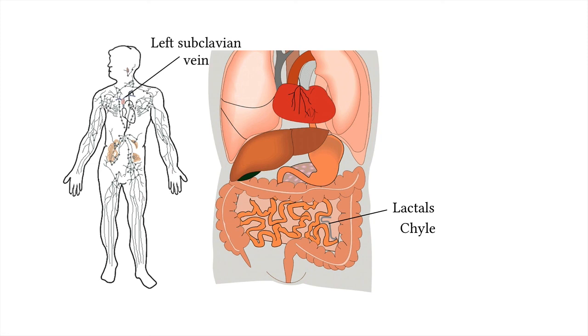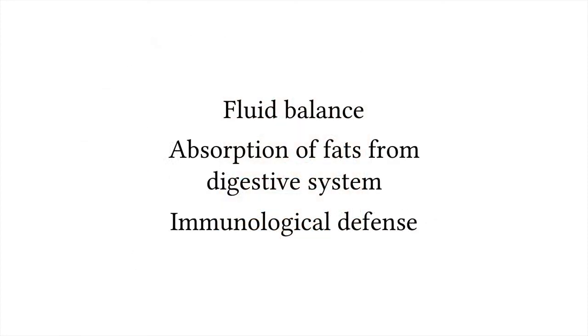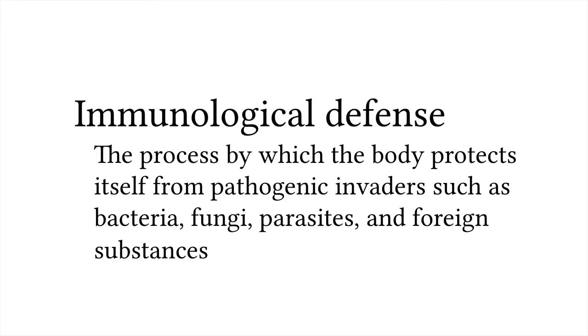There's one more function of the lymphatic system, immunological defense. Immunological defense is the process by which the body protects itself from pathogenic invaders such as bacteria, fungi, parasites, and foreign substances. You can imagine that this final function will take a bit of discussion because the body is amazingly designed to fight off a myriad of invaders. So we will take some of the next few sections to go over this process, learning more about the lymph nodes and spleen, which provide filtering, as well as white blood cells that provide a full attack on the foreign invaders.